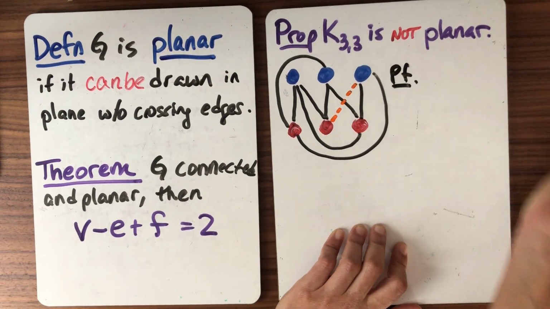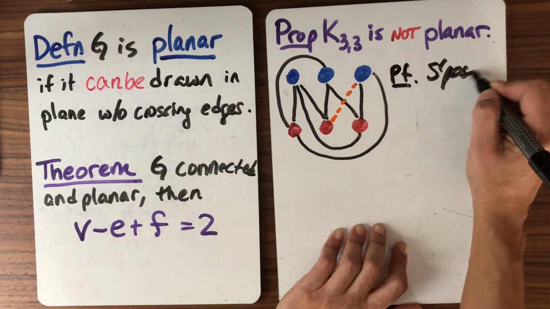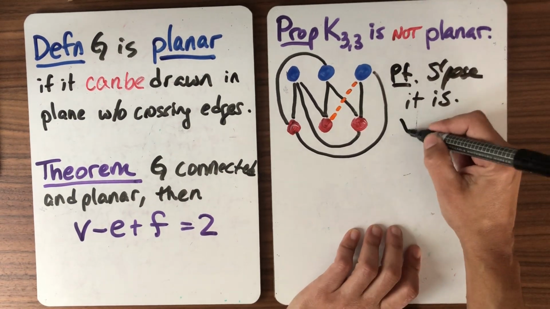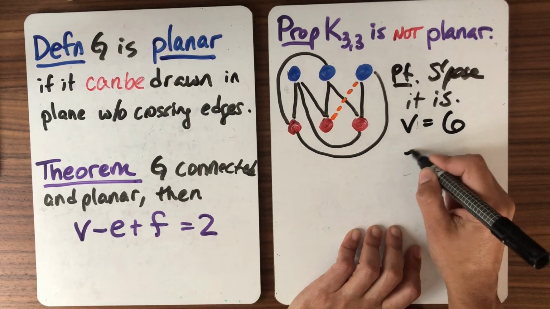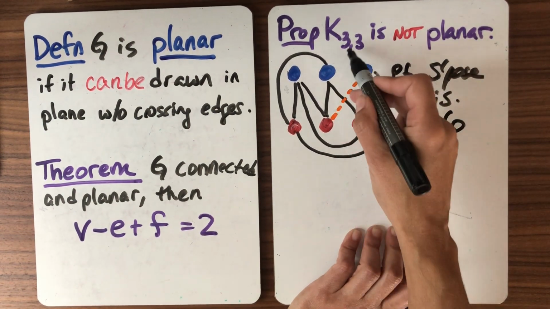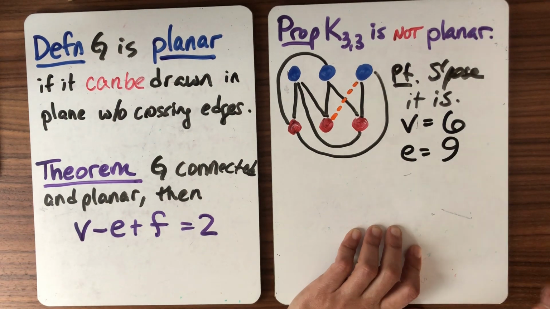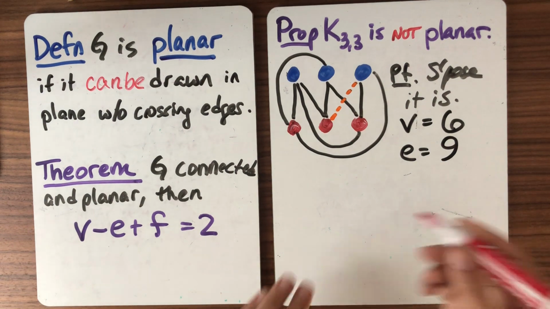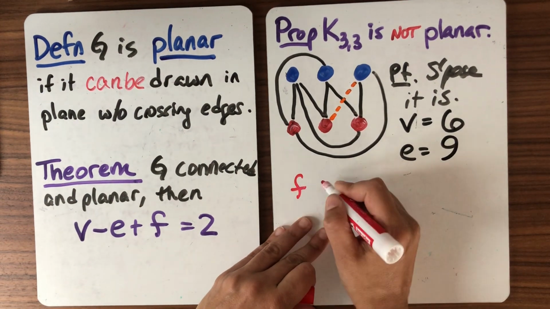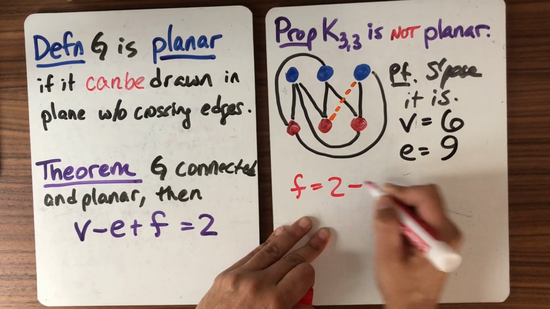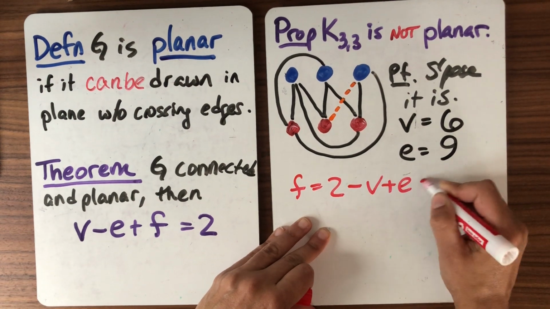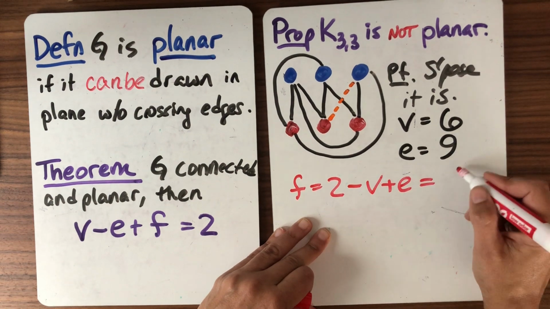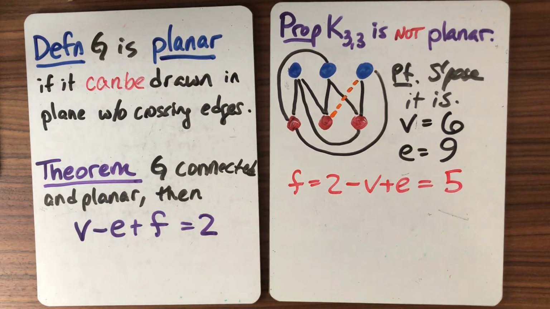So here, suppose it is planar. Again, we're going to count vertices, 6. Edges, well, the bipartite graph has 3 times 3 edges, so that's 9 edges. So what does Euler's theorem tell us about the number of faces? Assuming it's planar, we know that the number of faces has to be 2 minus v plus e. So that's going to be 2 minus 6 plus 9, which is 5. So there have to be 5 faces.